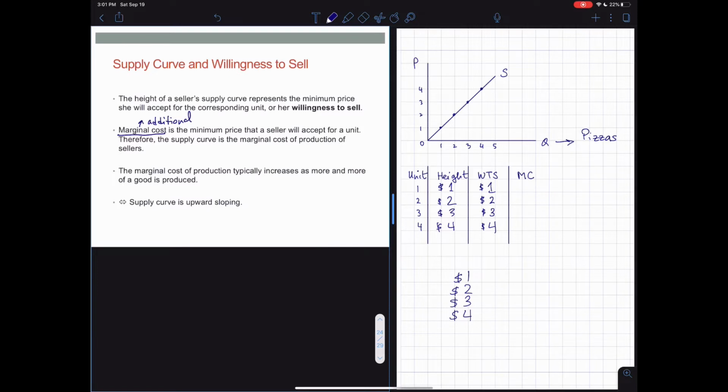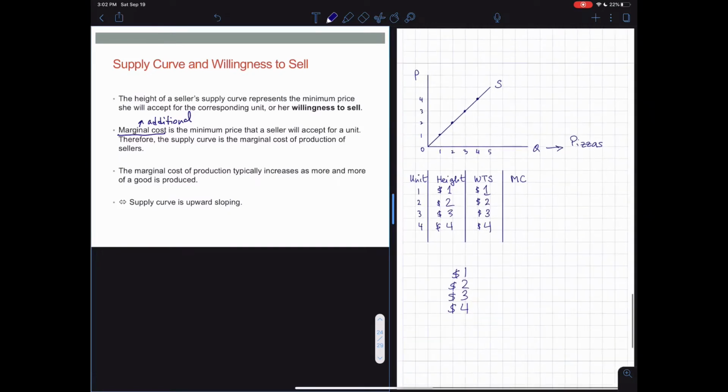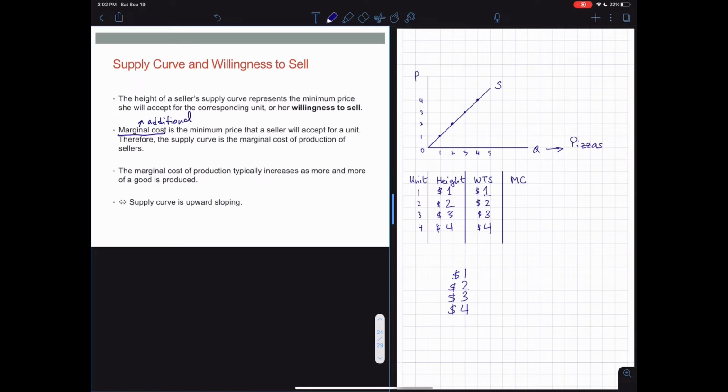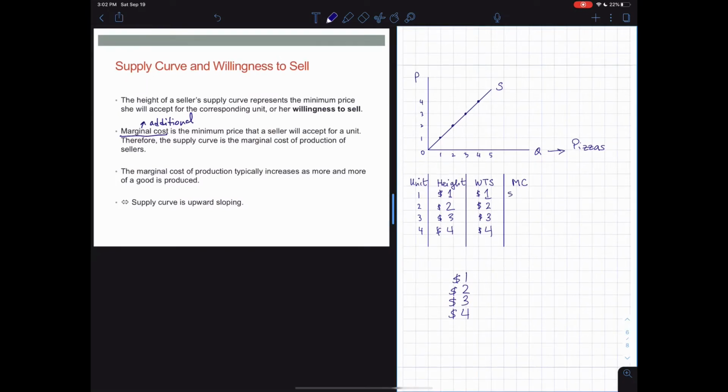Remember that cost in economics includes everything that you sacrificed to produce something. So marginal cost, or additional cost, is referring to the additional opportunity cost. So if this is the supply curve, what I'm saying is that the cost I incurred to produce the first unit of pizza is $1. The additional cost of producing the second pizza is $2. The additional cost of producing the third pizza is $4, and so on.